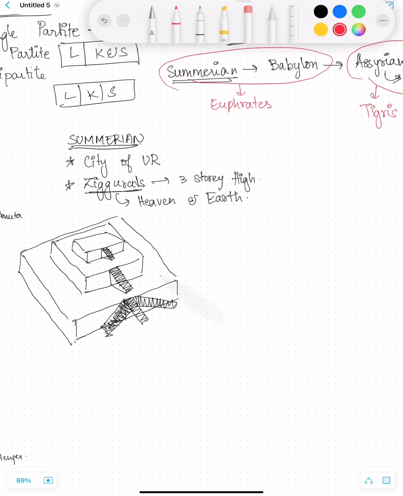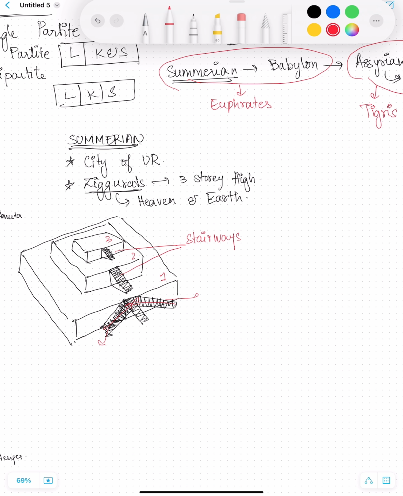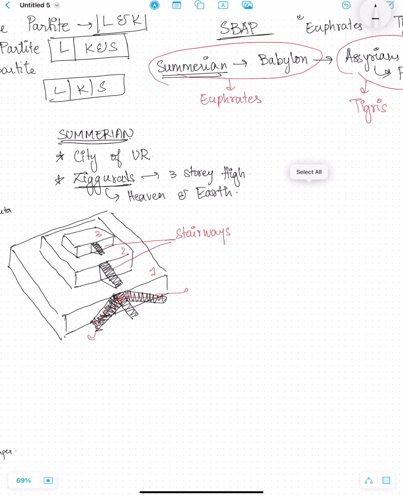So it was generally 3-story high, and these were stairways, and in the ground area alone they had stairways that was going in all two directions. So this was ziggurat. I'll show the picture a bit later. And they were generally mentioned to be 3-story high, at least in the Sumerian civilization.